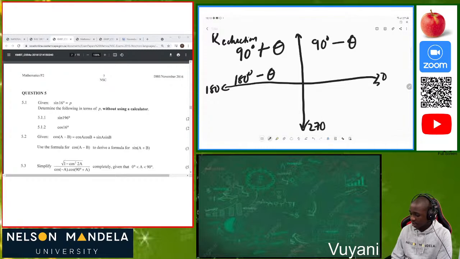And this will be 360 degrees. So when we have 90 degrees minus theta, that's the first quadrant. We have 90 degrees plus theta. That's the second quadrant. Then we also have 180 degrees minus theta, which is in the second quadrant.